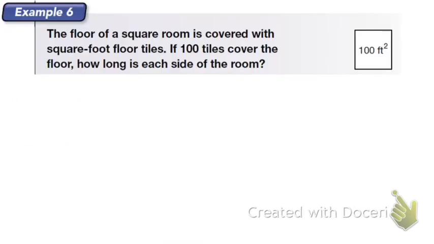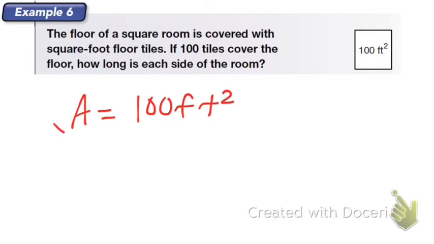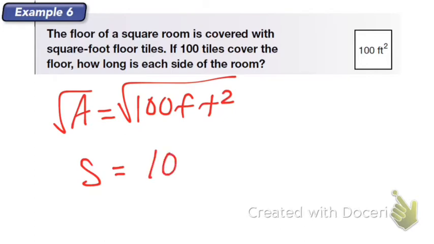Okay, next one is example 6. The floor of a square room is covered with square foot floor tiles. If 100 tiles cover the floor, how long is each side of the room? Okay, so what we have to do is find the square root. So if we know that the area is equal to 100 feet squared, to find the side length, all we have to do is find the square root. Okay, so our side length, the square root of 100, we know is 10, since 10 times 10 equals 100. And we know that if we are taking the square root of something squared, it just cancels out, so our label would just be feet.